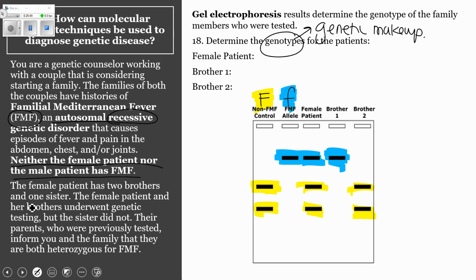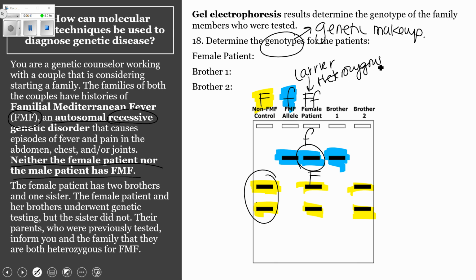If we're looking, she definitely has a big F. But if you go up, you'll also notice she has that blue line as well. That's indicating that she has a little f. So the female patient is big F, little f. She's a carrier, or sometimes they're going to call that heterozygous. Hetero means two different alleles, so she has a big F and a little f.